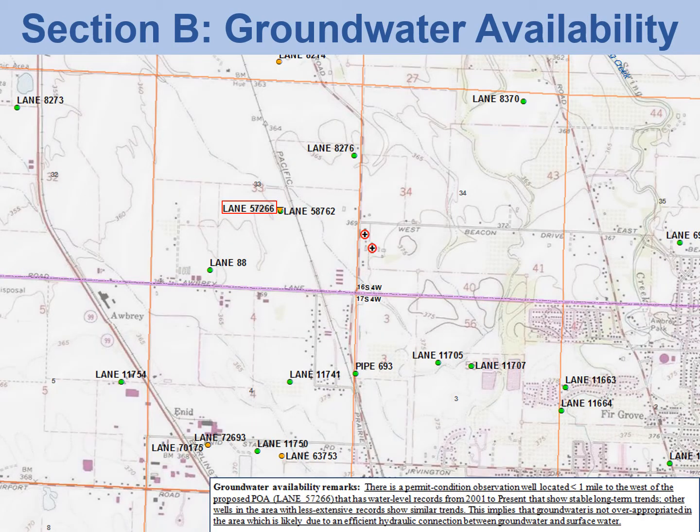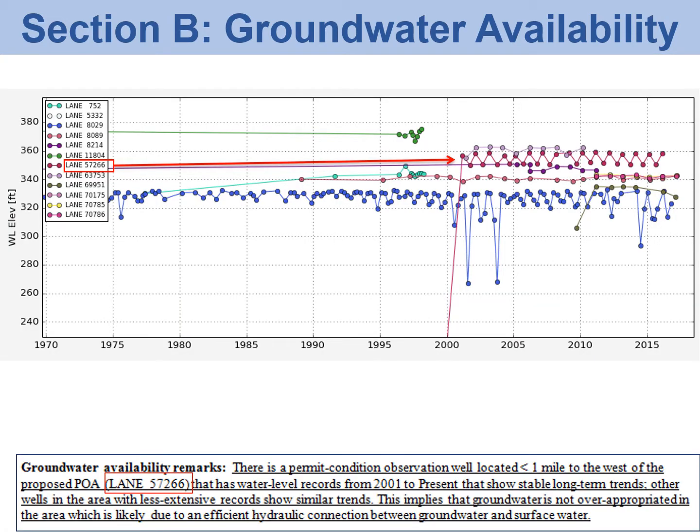So first of all, we want to plot up all the wells within the vicinity of the proposed POAs for which we have data. So this is our data coverage for this area in Lane County. And again, you can see with the red box this permit condition observation well that's located within a mile of the proposed POAs. We will then take the water level data that we have for this area and plot it up on a common hydrograph. Again, I've called out that permit condition well.